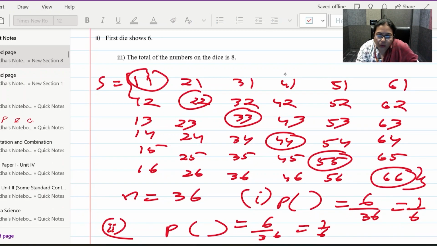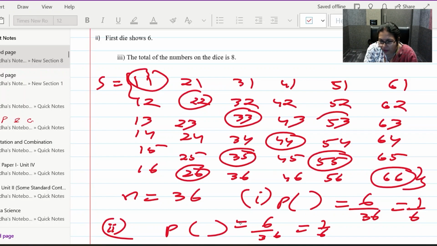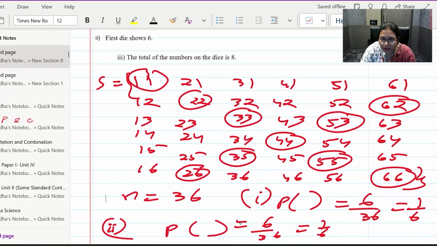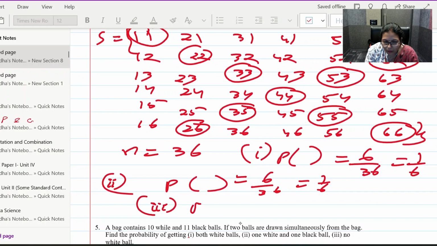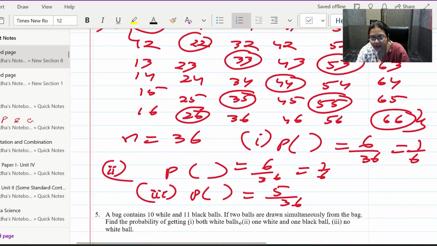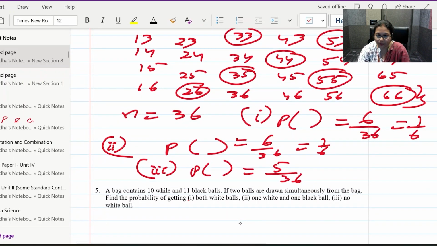The third case is the total of the numbers on the dice is 8. If you add the two numbers, you should get 8. So from where are we getting it? From 2 6, 2 plus 6 is 8, 3 plus 5 is 8, 4 plus 4, 5 plus 3 and 6 plus 2. So how many cases are there? 1, 2, 3, 4, 5. There are 5 cases where the total of the two dice is equal to 8. So the third answer will be 5 by 36. You can keep it as a fraction or you can find the decimal also, right?